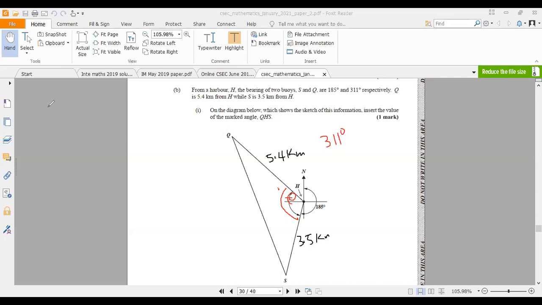So first of all, before I can answer the question, we are going to find angle QHS. How do you find angle QHS? That will be 311 degrees minus 185. Let's work it out. What do we get? 126.